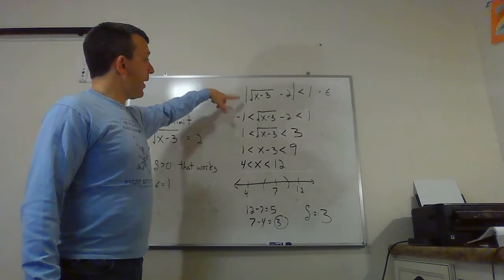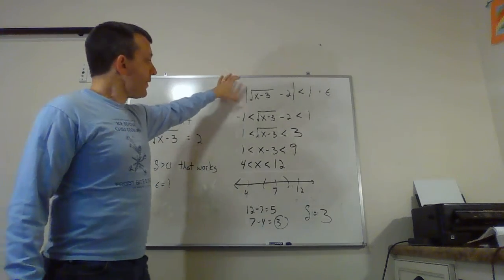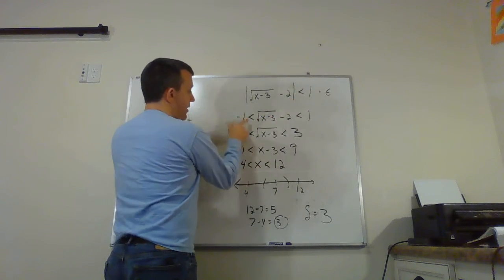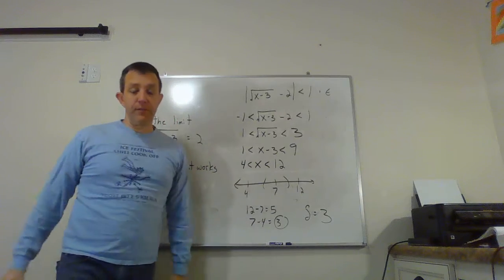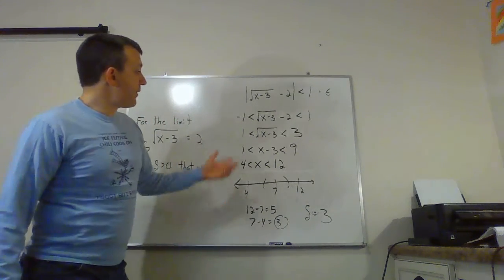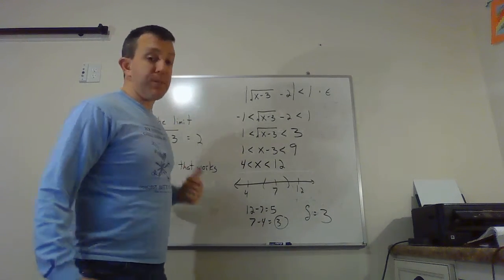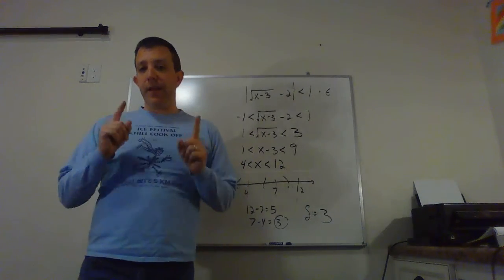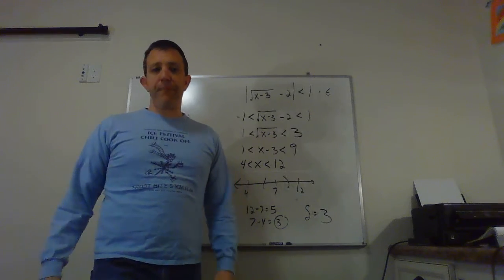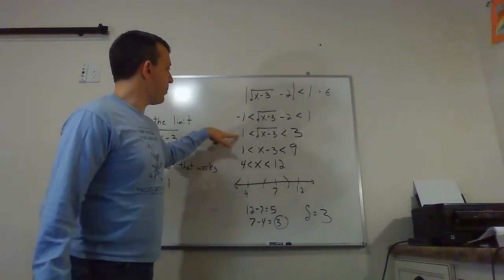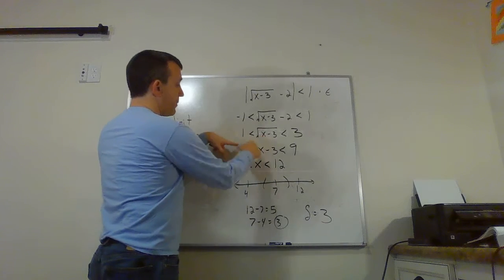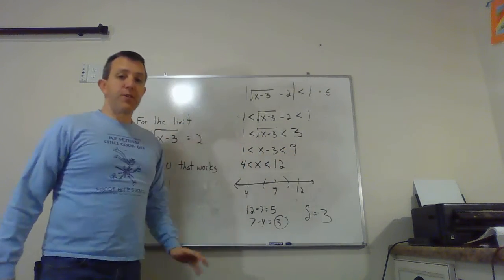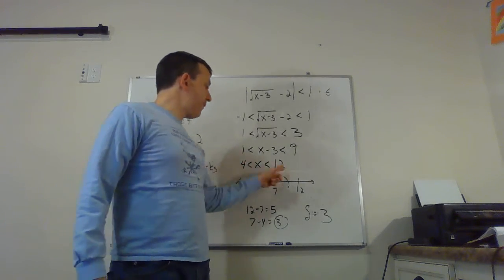For starters, I'm going to get rid of the absolute values. I know that the absolute value being less than 1 means that the stuff on the inside has to be sandwiched in between negative 1 and positive 1. Once I have that, I'm just going to solve it for x. I'm going to find the x values that would work, and then we'll figure out what that delta has to be. So I add 2 to both sides, and then I square both sides, and finally I add 3 to both sides. So we end up with x being sandwiched between 4 and 12.